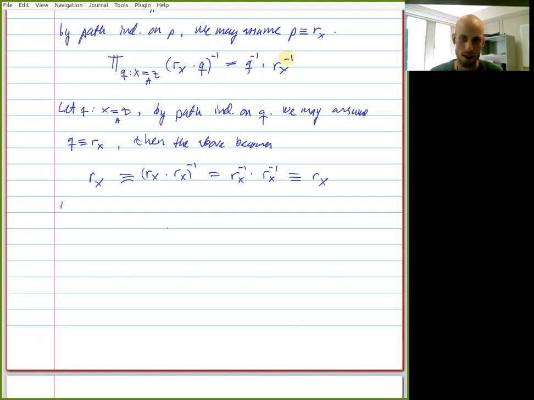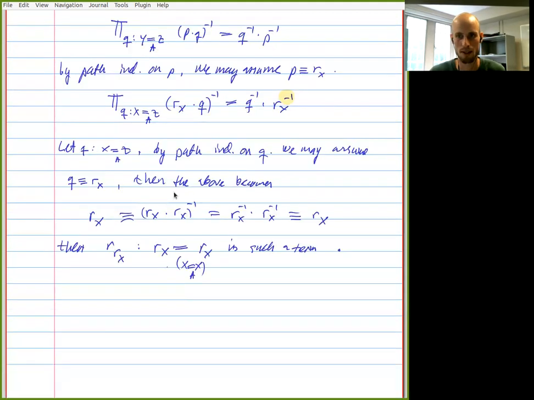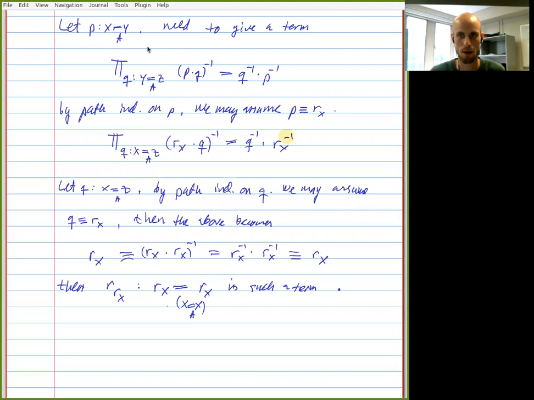So then I can take reflexivity at the reflexivity of X, which is a path from reflexivity to itself in X equals X of A, and that is such a term. So I've used path induction twice, and I've given a term of the required type. The induction principle then gives this dependent function type that we wanted at the start.